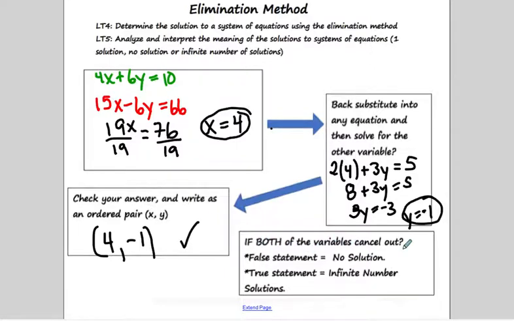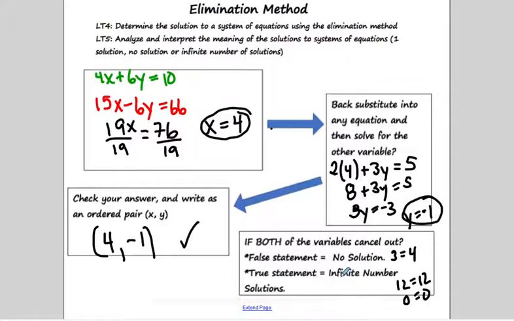Just to note, if both variables cancel out, we get no solution if it's a false statement. So this would read something like 3 equals 4. That is a false statement. There is no solution. A true statement, we get an infinite number of solutions. Here you would get something like 12 equals 12, 0 equals 0. Those are true statements. They are always true, and so we get infinite number of solutions. Remember, we want to write infinite number of solutions.